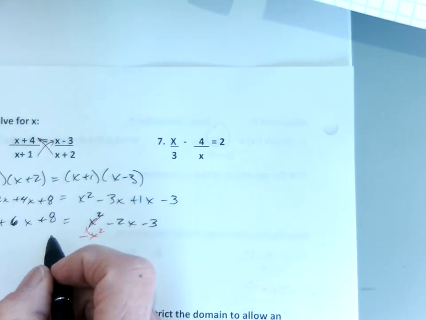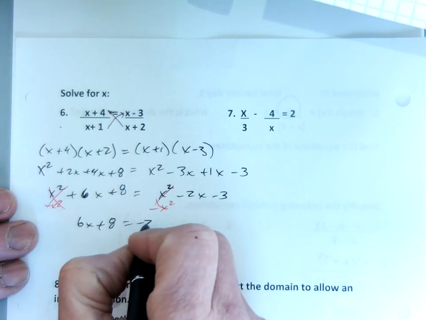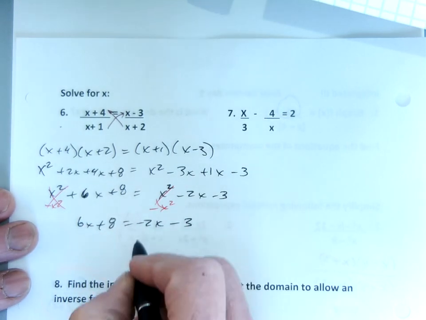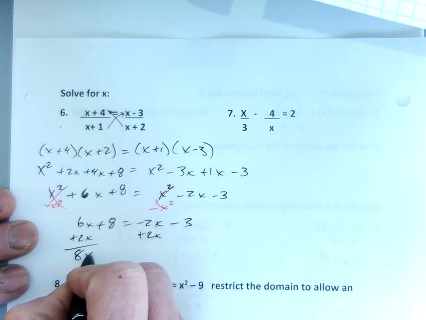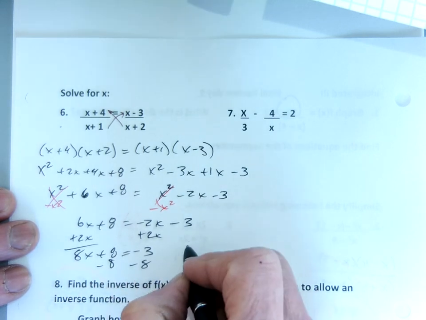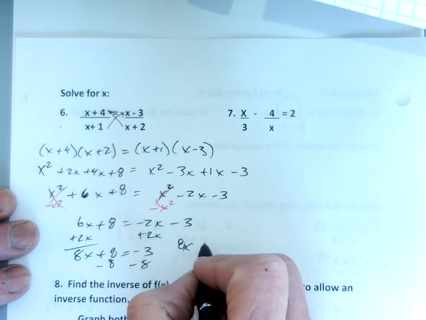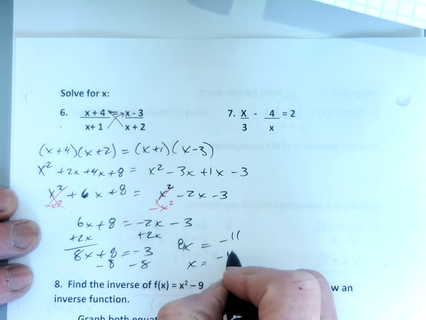So then I just really have 6x plus 8 equals negative 2x plus minus 3. To solve, I'll go plus 2x, 8x plus 8 equals negative 3. I'll go minus 8, 8x equals negative 11. Divide and I'll get negative 11/8.